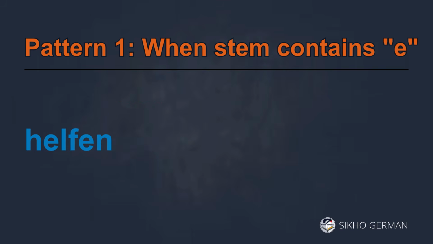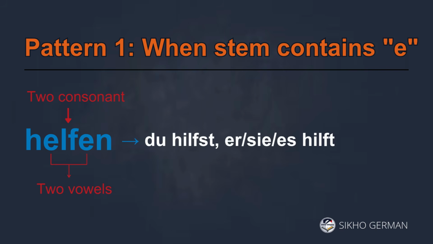Another type B example, helfen, to help. Structure H-E-L-F-E-N. Two e vowels with two consonants lf in between. Du hilfst, you help. Er/sie/es hilft, he, she, it helps. Again, first e becomes i because there are two consonants between the vowels.